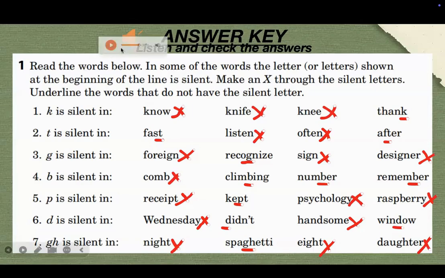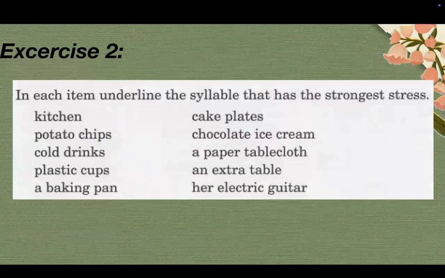Okay, so the last line we have 7. Night, spaghetti, eight, daughter. Okay, so we can see that gh is silent in the words night, eight, daughter. However, it is not silent in the word spaghetti, right? Okay, next one. Move on to exercise 2.